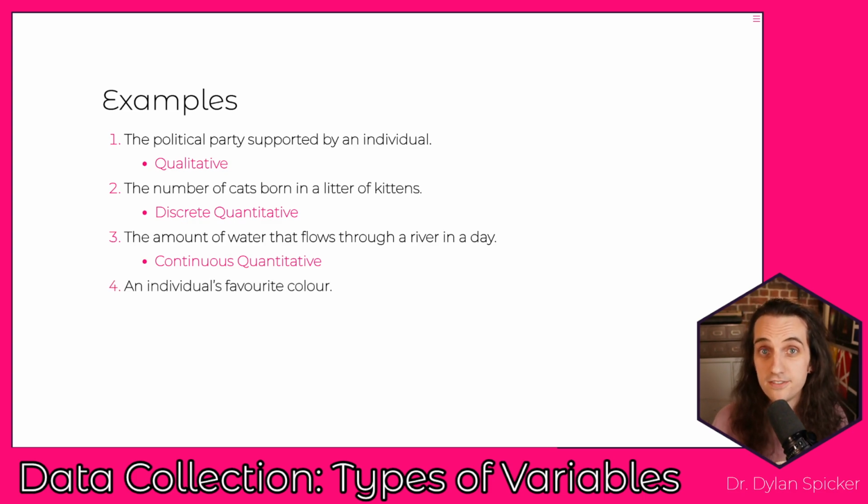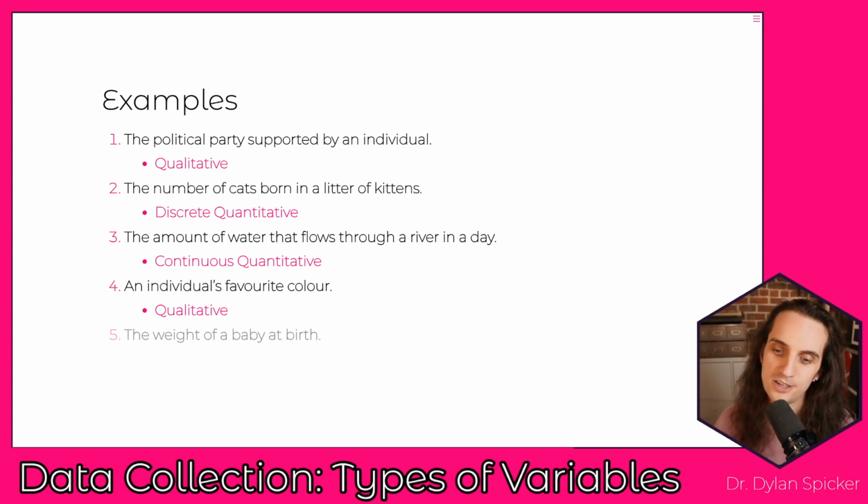If we ask for an individual's favorite color, right? There's no numbers associated here. And so because of the fact that there are no numbers, this is qualitative. Don't have to differentiate discrete versus continuous.